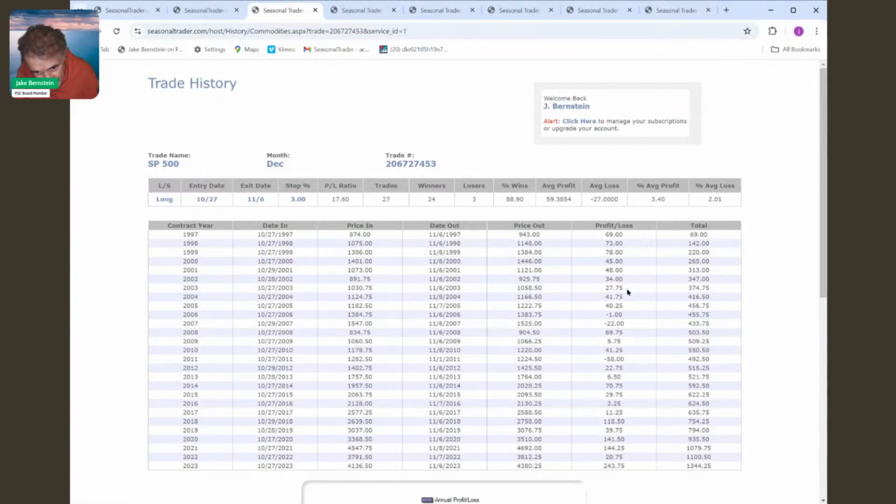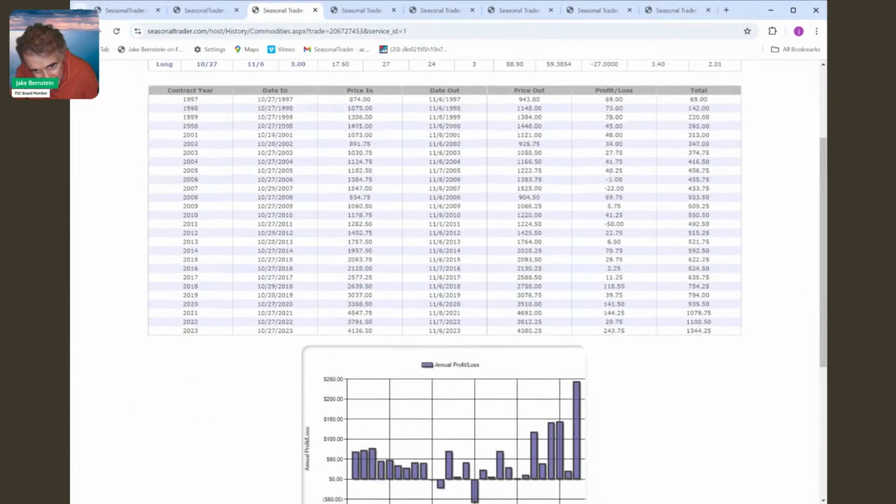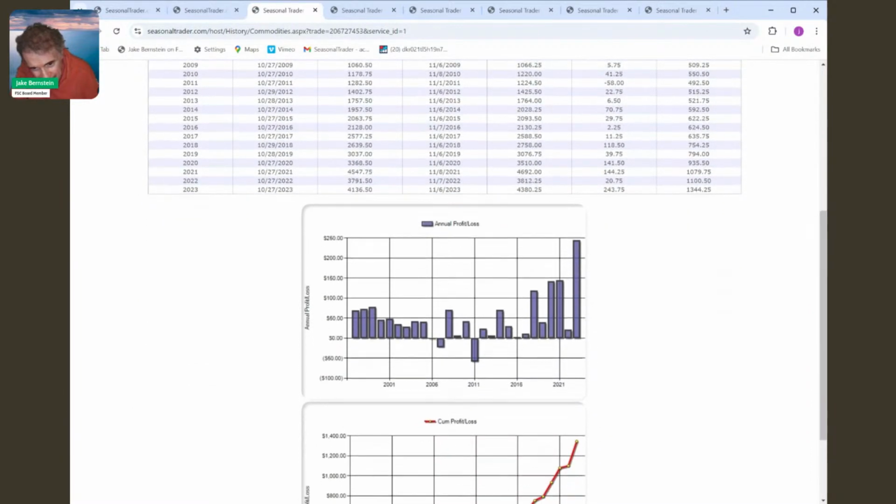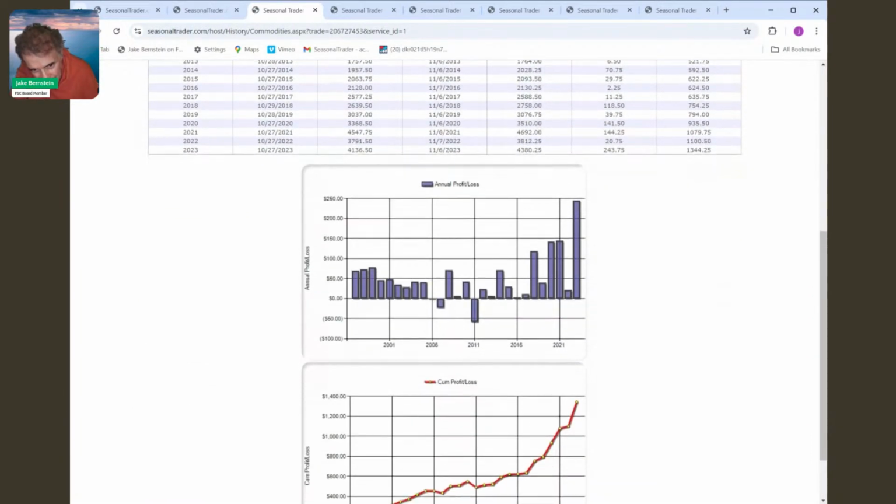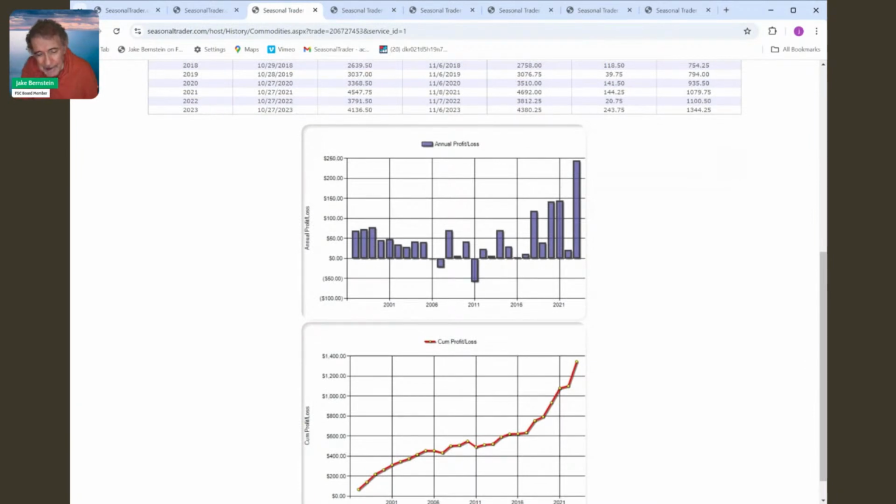27 years. Let's go all the way down to the bottom. Now we're talking. This is the kind of trade that I would rather have. And by the way, you can only find these by doing a little bit of research. But here's the good news. We can teach AI to do this lickety-split. And that's going to make the world of difference for seasonal traders.